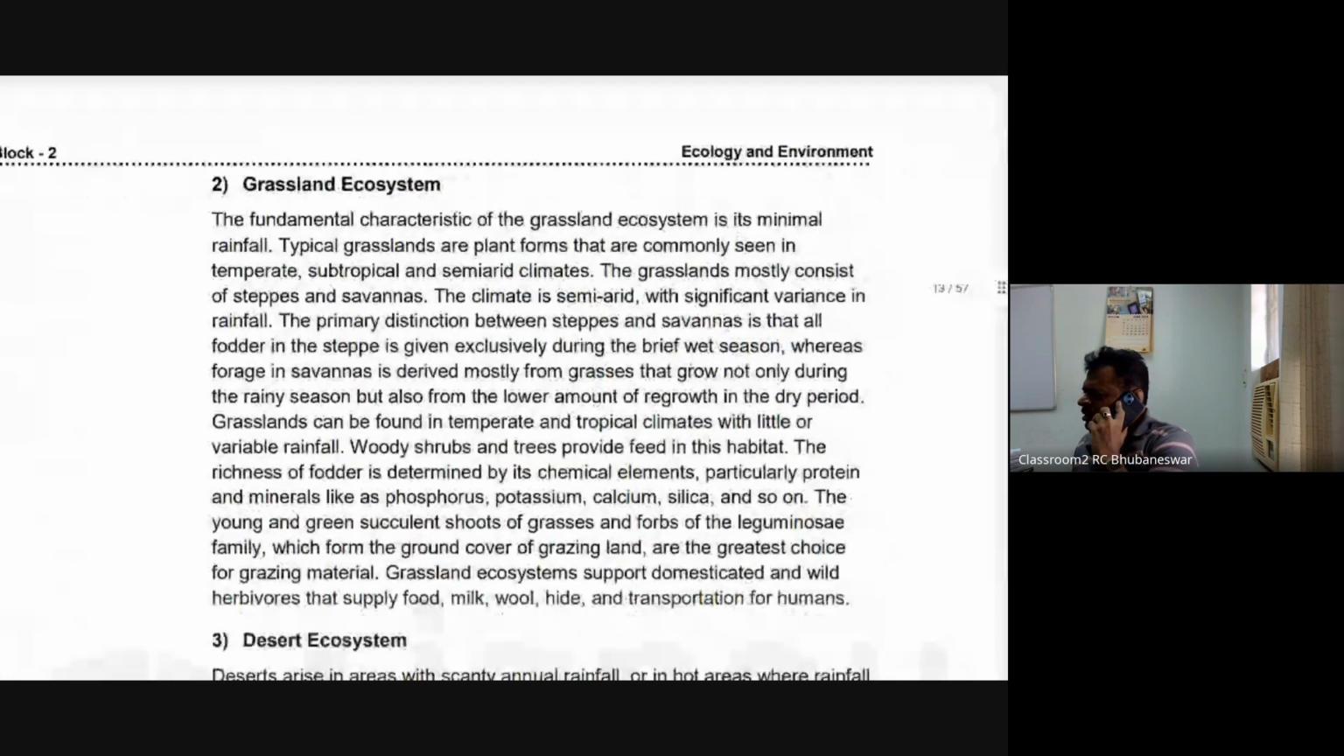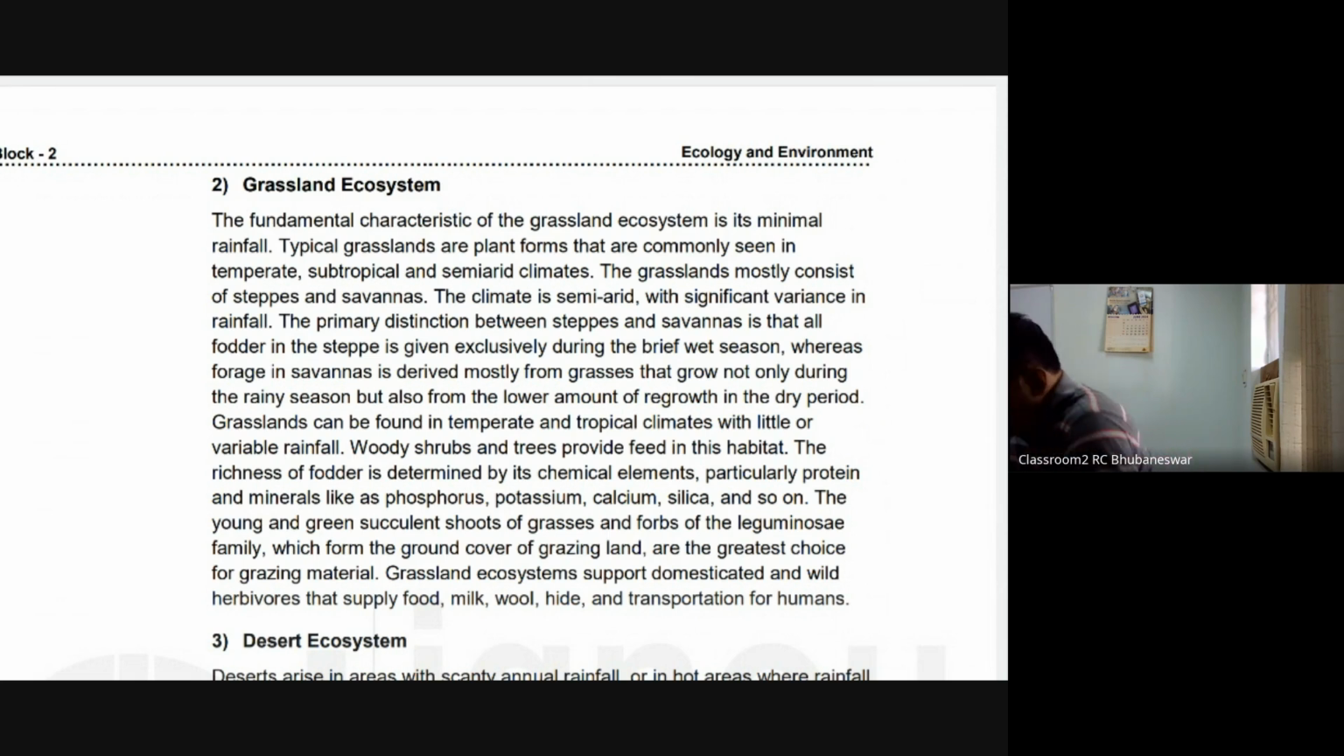Then grassland ecosystem. There are important grasslands of the world. I think you should be knowing about that also. So you do have steppes, savannas, veld, then pampas, and downs. Veld of South Africa, downs of Australia, steppes of Eurasia, savanna of Africa. Then you have pampas, which are basically found in the Argentina region of South America.